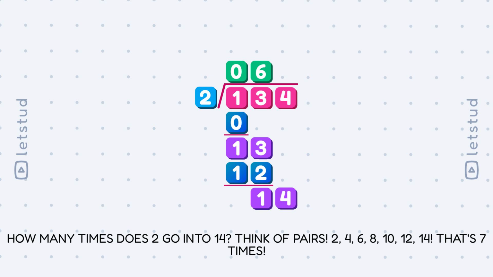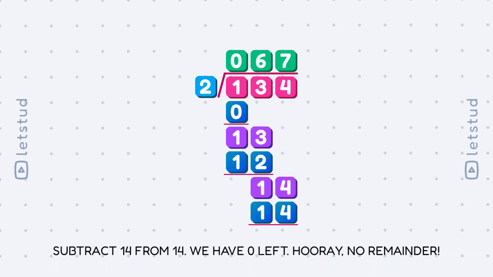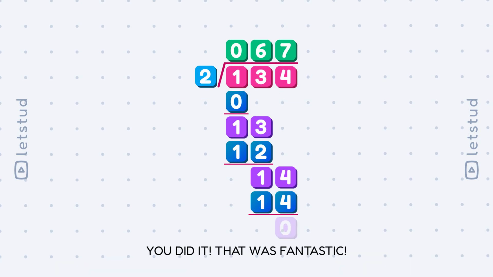How many times does 2 go into 14? Think of pairs: 2, 4, 6, 8, 10, 12, 14, that's 7 times. We write 7 above the 4, multiply 7 by 2, that equals 14, perfect. Subtract 14 from 14, we have 0 left, hooray, no remainder. You did it, that was fantastic.